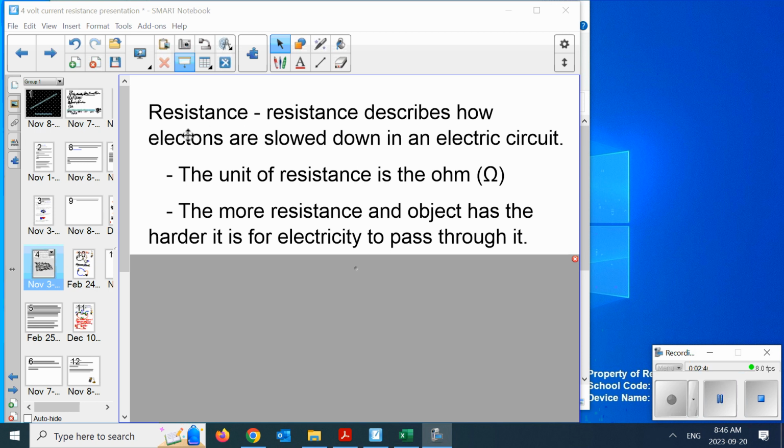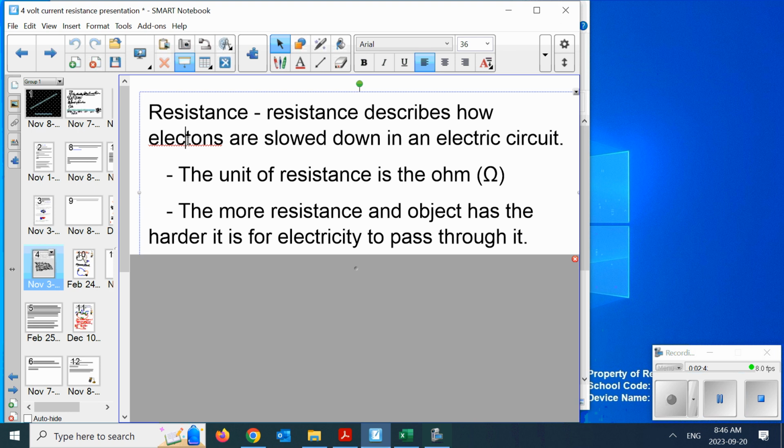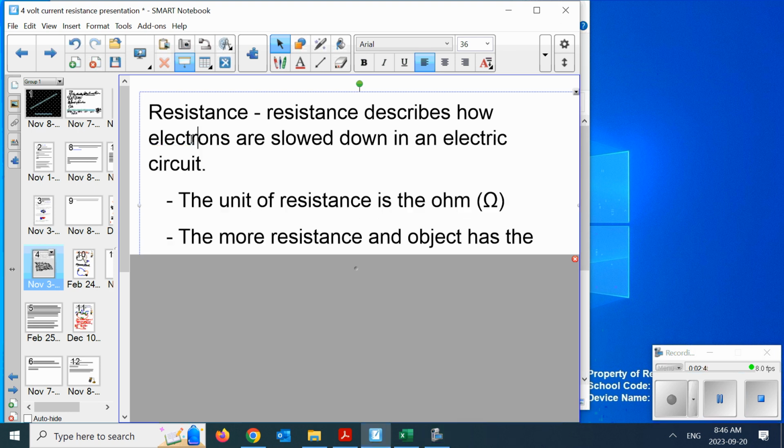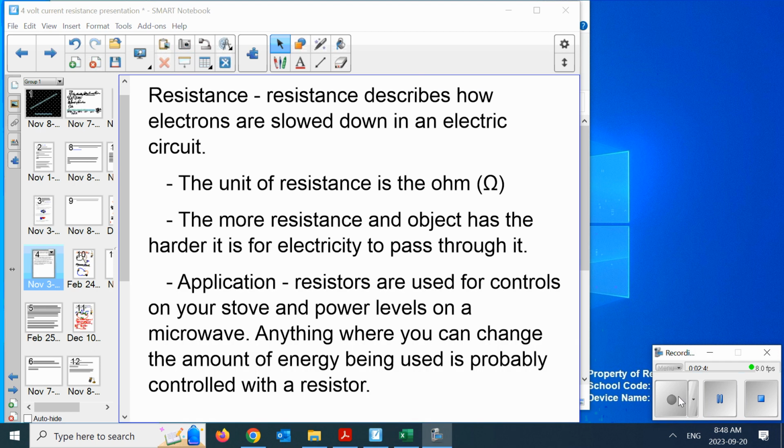Spelling error is noted. Electrons. Okay. I will reveal everything now. Just a second. The harder it is for electricity to pass through, the more resistance an object has.